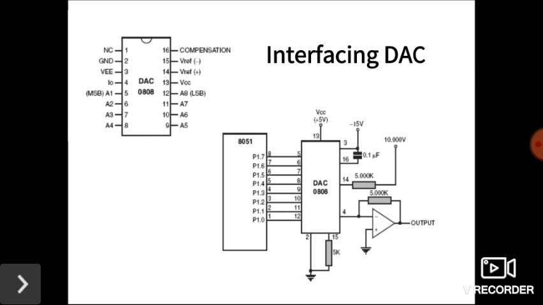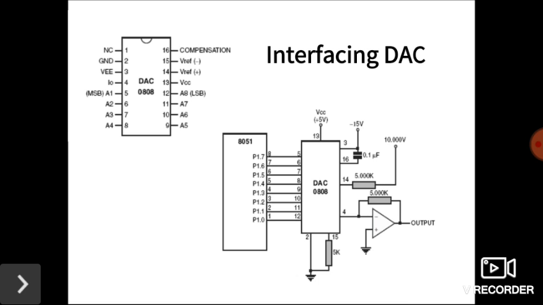The next one is interfacing DAC. To interface a digital to analog converter with the 8051, it is preferable to use any port to provide the digital data input to the DAC. As an example, the pin diagram of the 0808 DAC is shown in the figure.